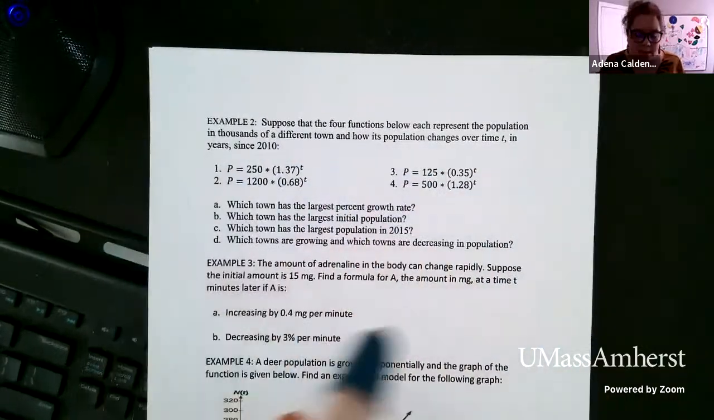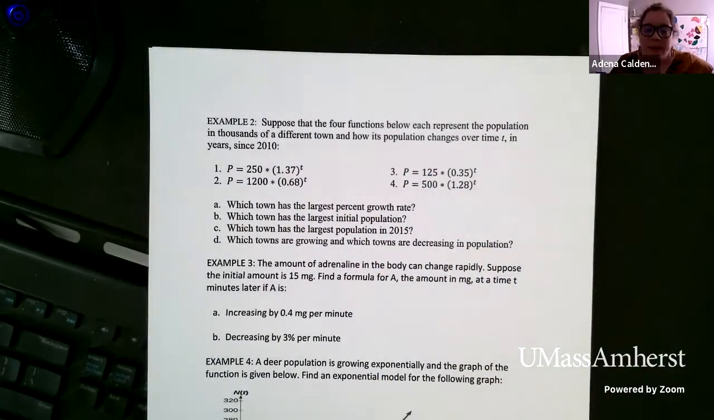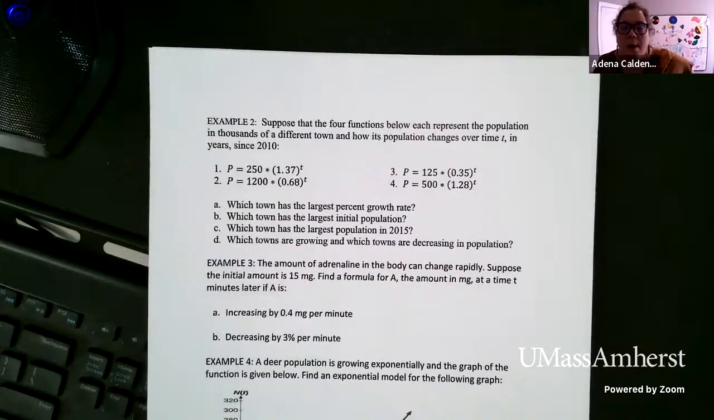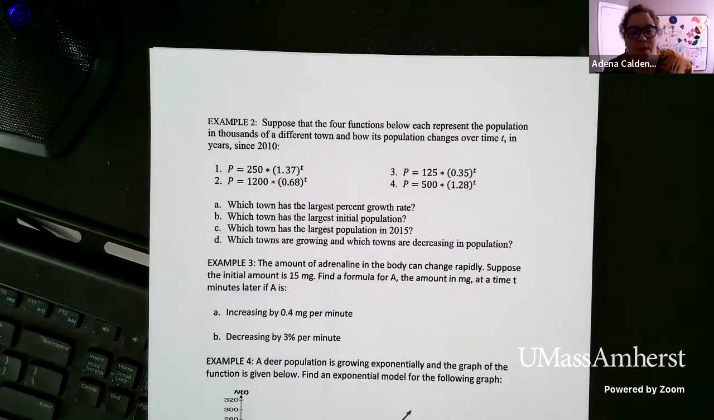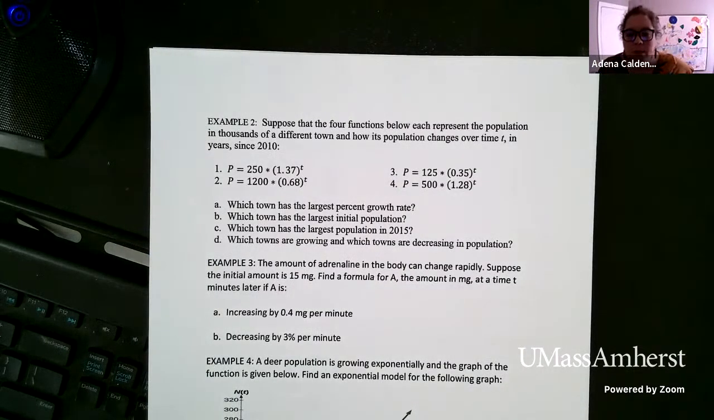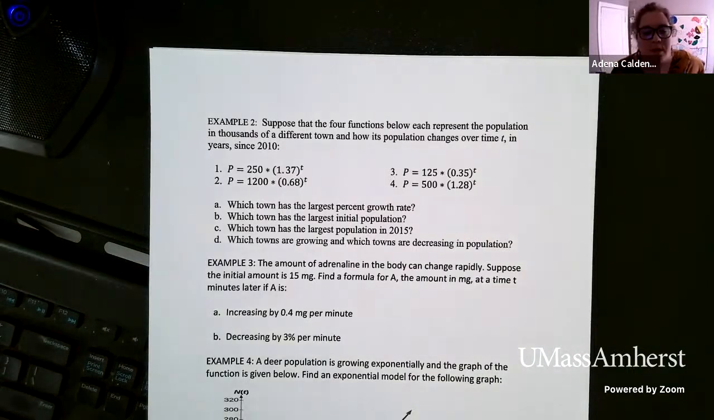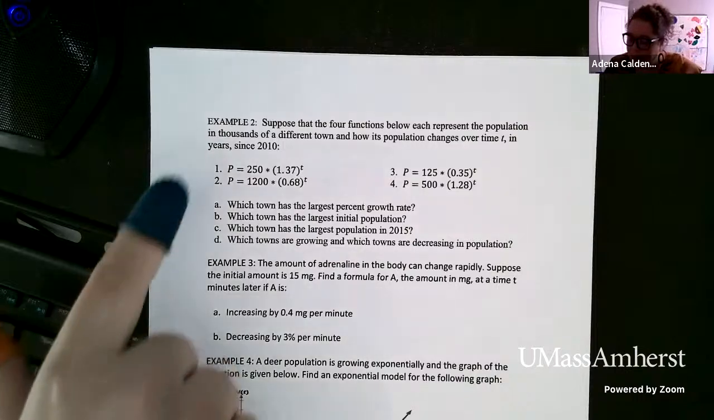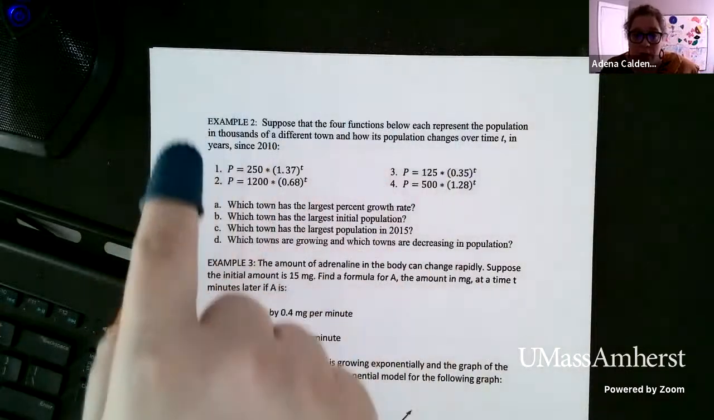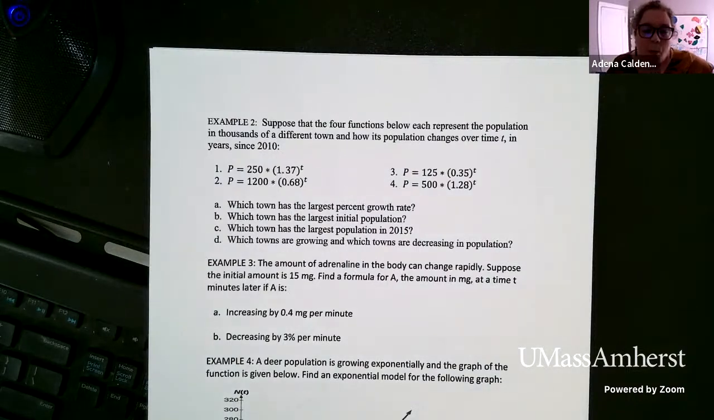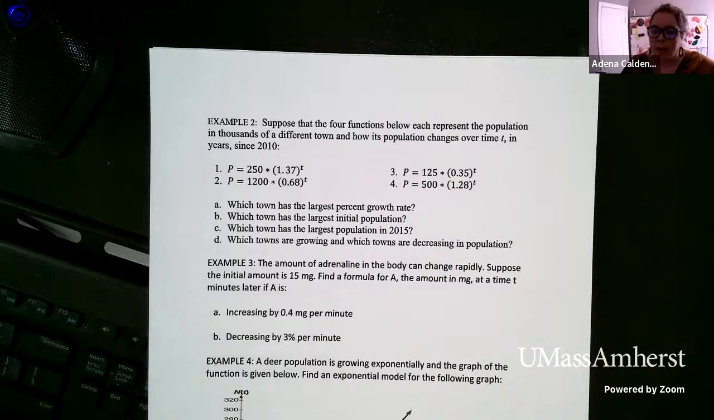This really brings in all the things we're talking about with exponential functions. Suppose that the 4 functions below, 1, 2, 3, and 4, represent the population in thousands of a different town and how its population changes over time t in years since 2010. So we have 4 different towns here and how they're changing since 2010. We want to know, A, which town has the largest percent growth rate? That's that R that I was just talking about.